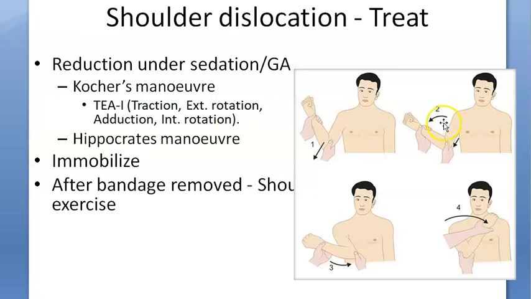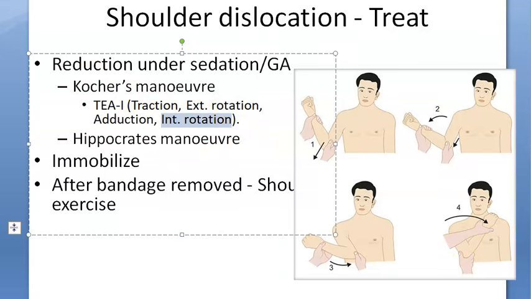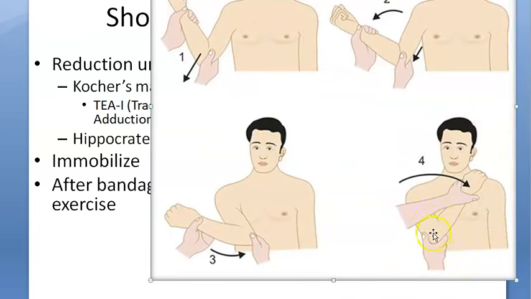Then 3 is adduction. With this externally rotated arm, you will adduct. Adduct means you are bringing towards the body, right? Externally rotated arm is adducted by carrying the elbow across the body towards the midline. Then fourth one, internal rotation, that is I. TEAI. I is internal rotation. The arm is rotated internally so that the hand falls across the opposite shoulder. This should fix the dislocation.